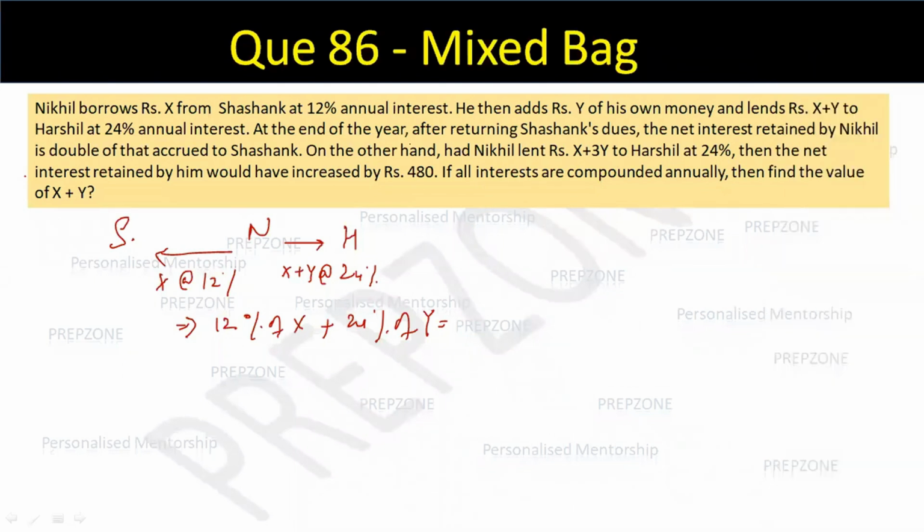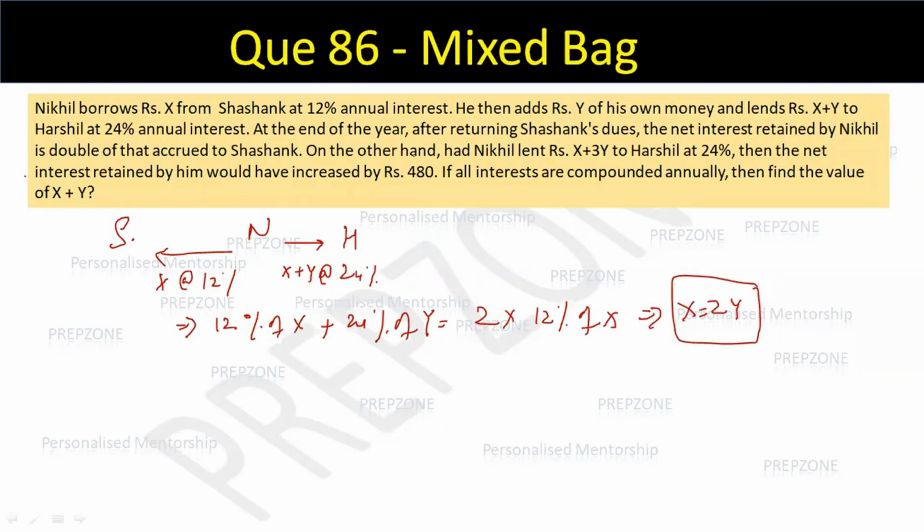Now the question says that this is double of that accrued to Shashank. Okay, तो शशांक को कितना दिया था, 12% of x दिया है, ये उसका double है, which means if you just simplify this, ये कितना हो जाएगा, 12% of x is equal to 24% of y, which means x has to be equal to 2y.